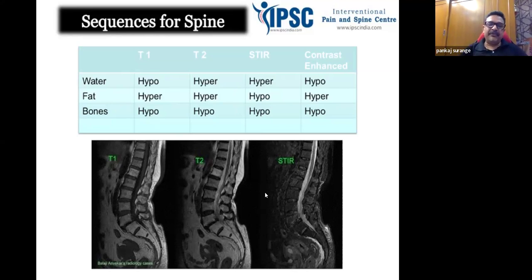So when we suppress the fat, this is a STIR image. Look at this fat, wherever the fat was, subcutaneous fat, epidural fat, within the vertebral body, again we can see it has become dark. So that means this was not a hemangioma, this is a fatty infiltration. Understood? This is the basis of reading MRI, so we must be very clear on this.